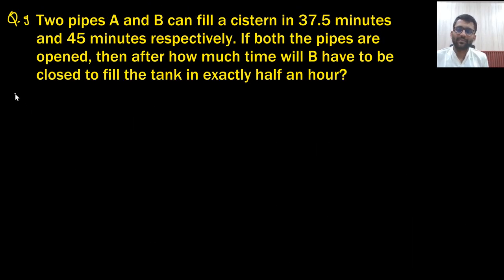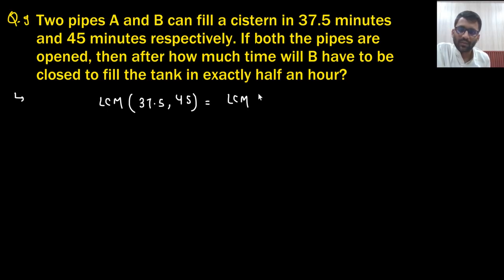Let's see the next one. Two pipes A and B can fill that cistern in 37.5 minutes and 45 minutes. Okay, now this is interesting. So you have to take the LCM of 37.5 and 45. This is the LCM I need to take.